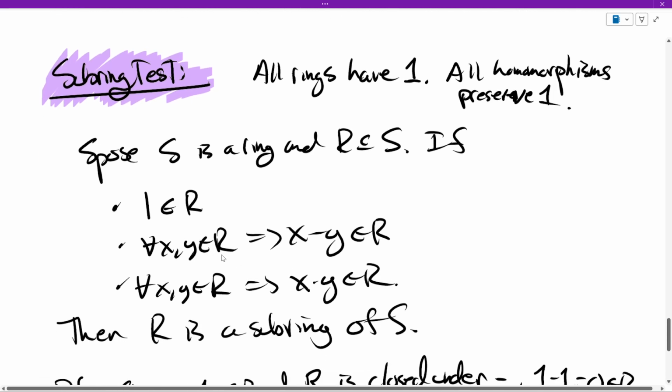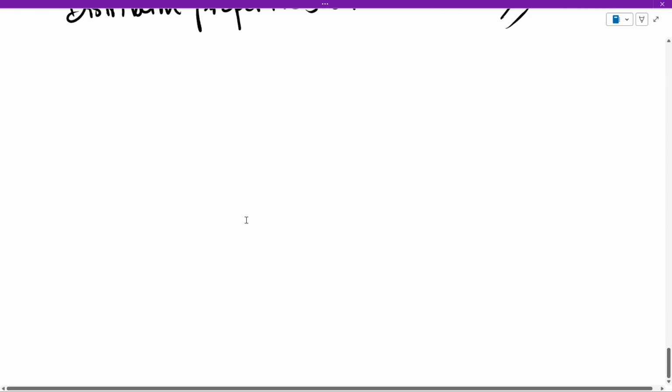I've stated it a little bit differently than in the book. In the book, they say that you have to have 1, you have to be closed under addition and additive inverses as a third check, and then multiplication. But I've just combined the addition and additive inverses into subtraction, which is a common thing that you'll find in textbooks. Okay, so this is the subring test, which means whenever you're trying to show something's a subring, you use the subring test.